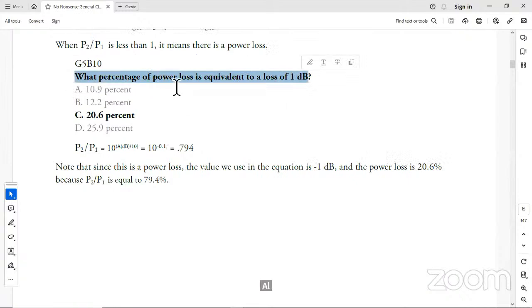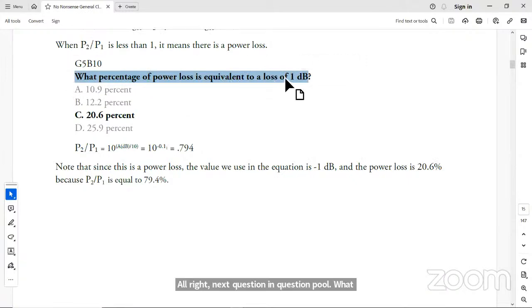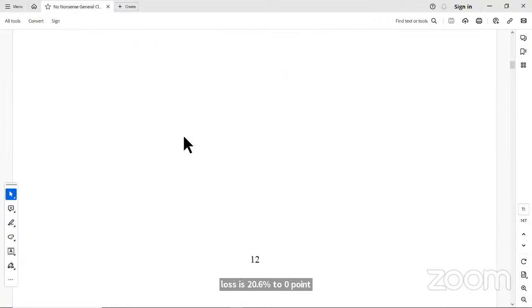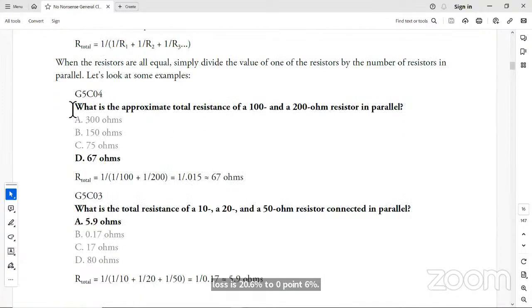All right, next question in the question pool. What percentage of power loss is equivalent to a loss of 1 dB? So again, we worked this out and showed that the power loss is 20.6%.